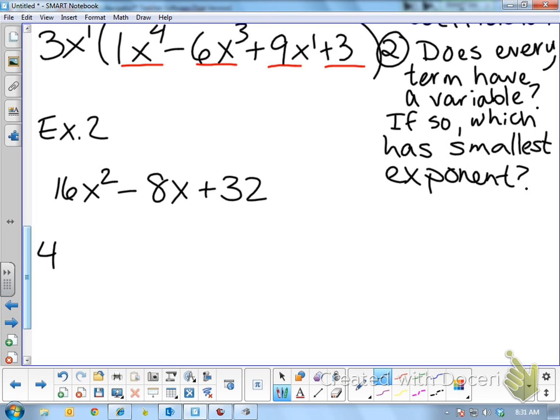What about variables? Is there a variable on every single term? No. Which one doesn't have a variable? 32. That means I cannot take a variable outside. We just have 4 outside.